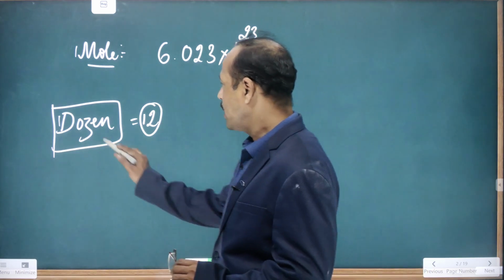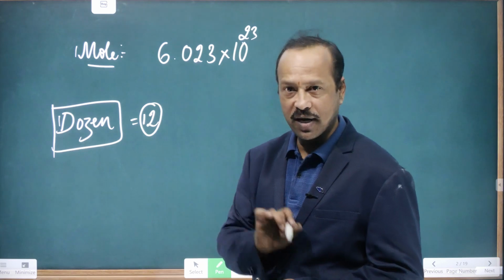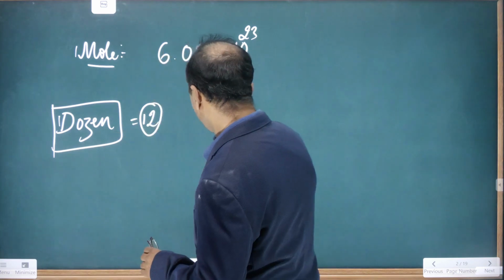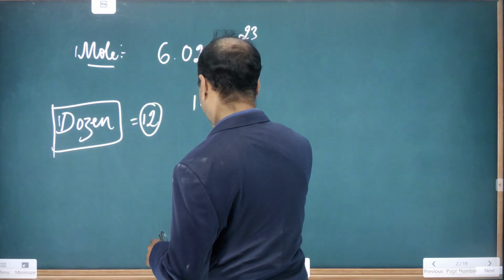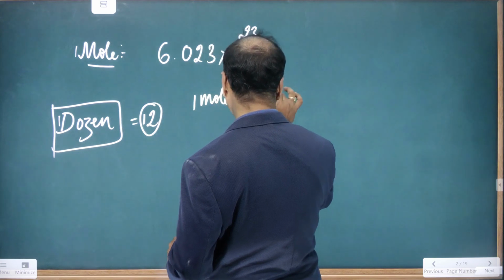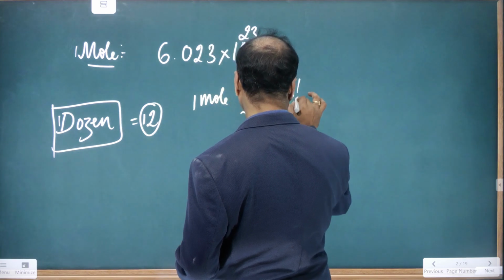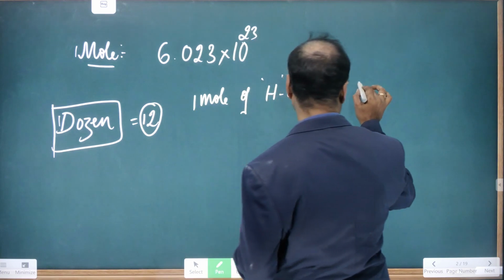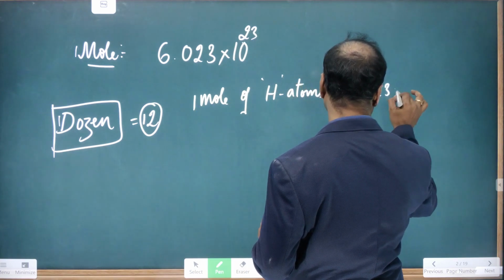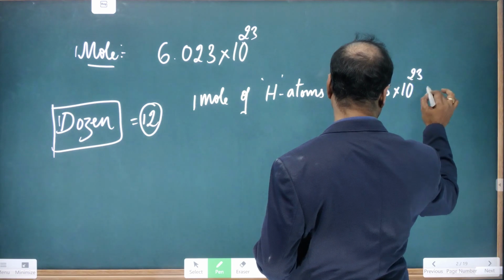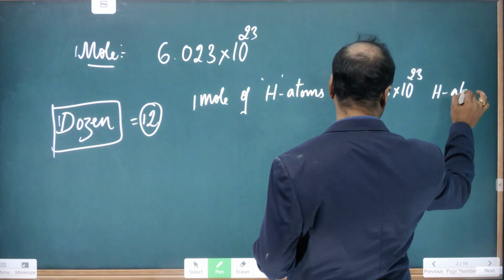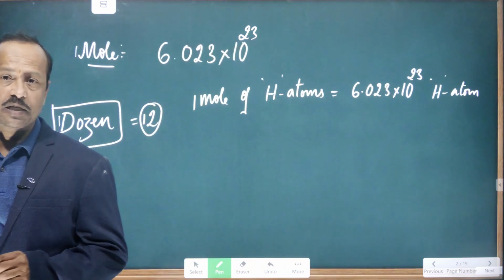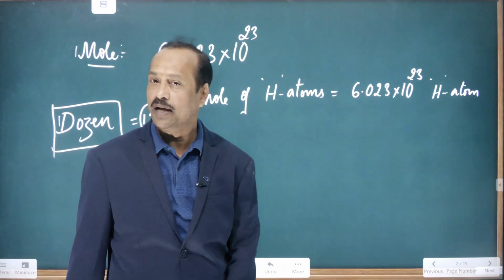So, 1 dozen of bananas means 12 bananas. 1 dozen of apples means 12 apples. Similarly, listen carefully students, 1 mole of hydrogen atoms means 6.023 into 10 to the power of 23 hydrogen atoms. Clear? 1 mole of hydrogen atoms means 6.023 into 10 to the power of 23 hydrogen atoms.